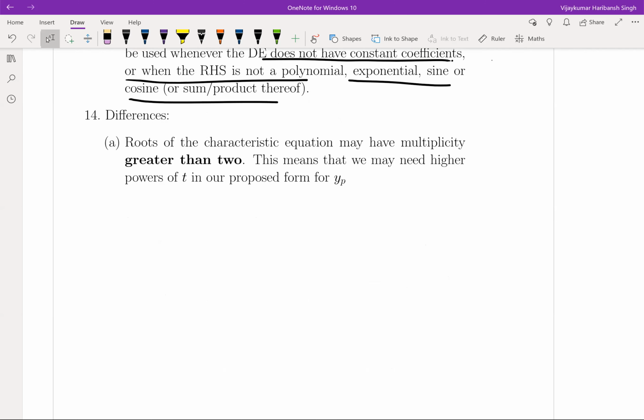Now, what is the difference between these two methods? What is the difference between second order and nth order? The roots of the characteristic equation may have multiplicity greater than 2. That means we need a higher power of t for our proposed form of yp. Okay, so let's do an example first.